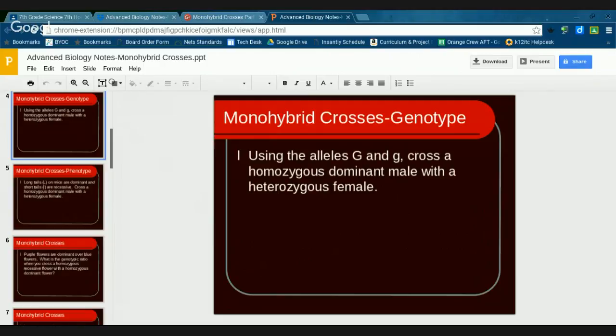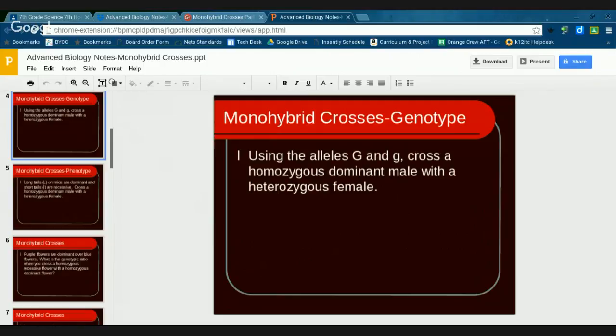Okay, so like I said, I'm going to put the first parent on the top. So you should have a Punnett square that has two capital G's on top, 1 over each box. And then 1 along the side for the female. Heterozygous means that they're going to have 1 dominant allele and 1 recessive allele.